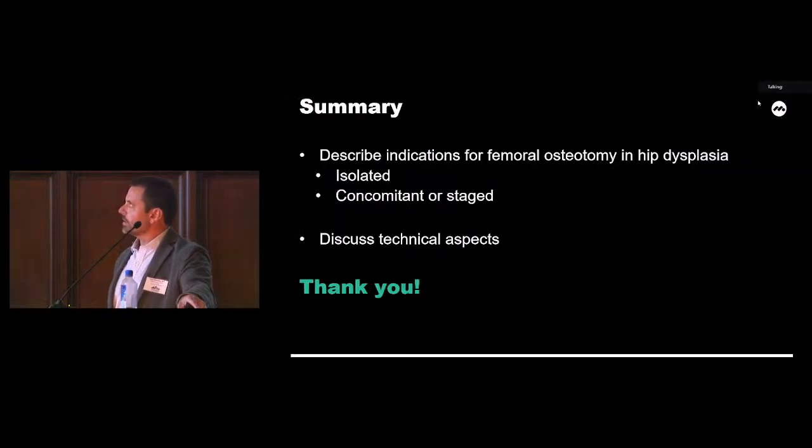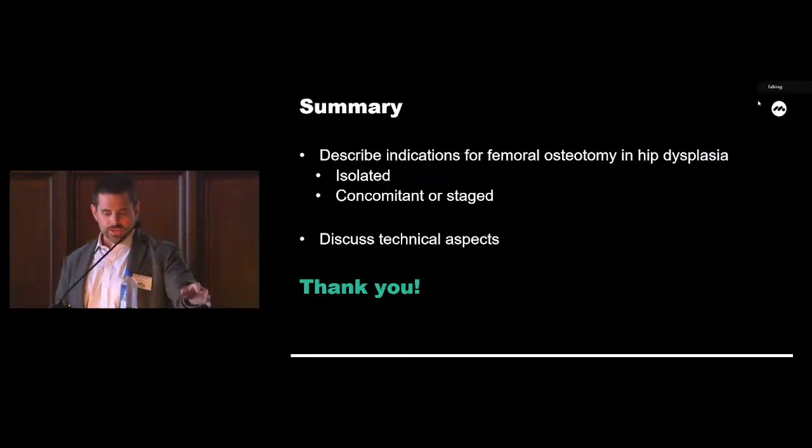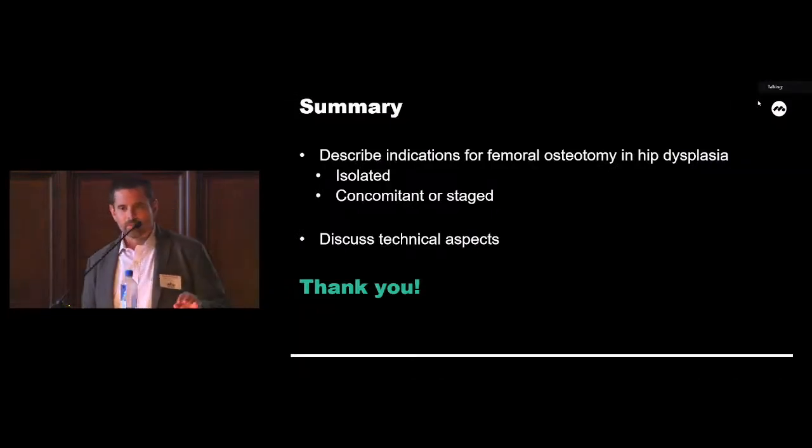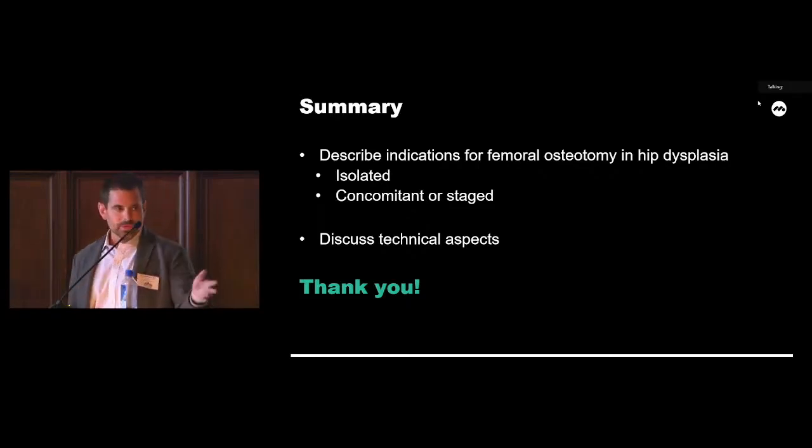So in summary, this is a massive topic. I just wanted to show some cases where I think femoral osteotomy is indicated. It can be done in isolation occasionally in the setting of dysplasia. It's more often concomitant or staged. Ideally, if you think the femur is going to be an important part to a good long-term outcome, as Brett has mentioned, I think offer it or recommend it right up front.